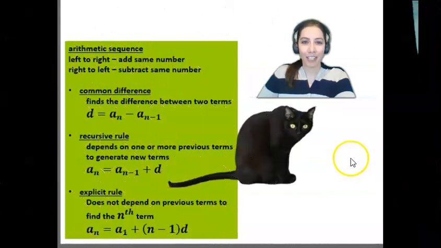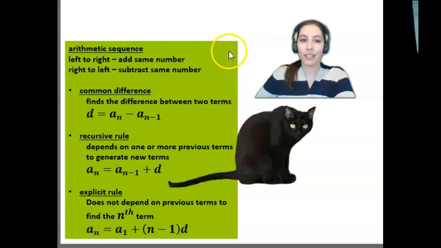Chloe is here with her latest cheat sheet notes. She wants you to know that when you have an arithmetic sequence, you will have the same number added when you go from left to right between consecutive terms, or subtract the same number between consecutive terms if you go right to left. The common difference finds the difference between the two terms. The formula for the common difference is d equals a sub n minus a sub n minus 1.